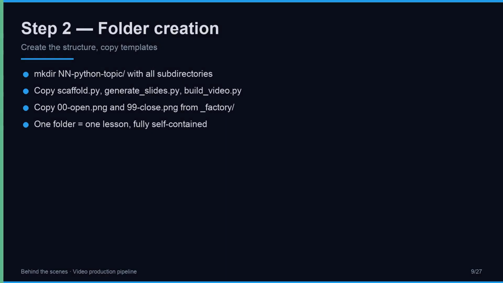Step 2. For each new lesson, we create a folder with the naming convention NN Python topic, a number, the word Python, and a kebab case topic name. Inside the folder we create subdirectories for scripts, slides, diagrams, inserts, audio, and output. Then we copy the shared templates from the factory, the scaffold, the slide generator, the video builder, and the brand open and close images.